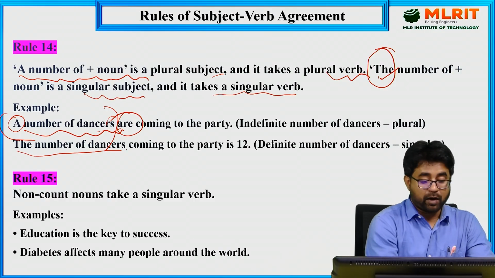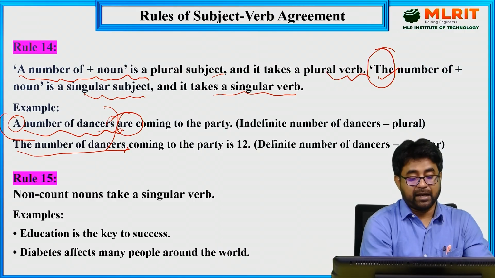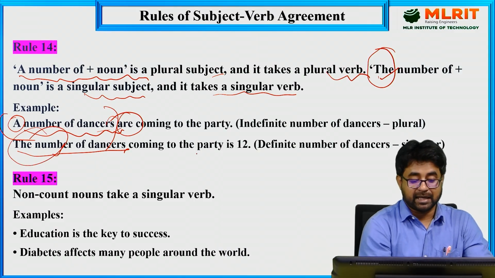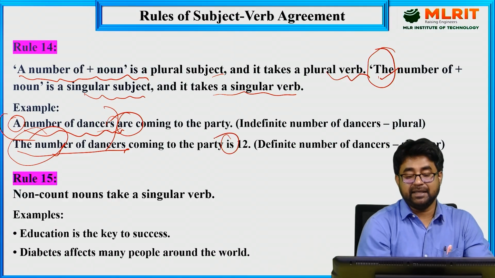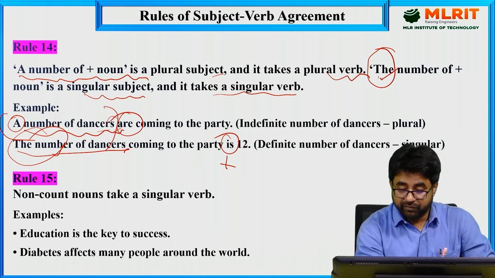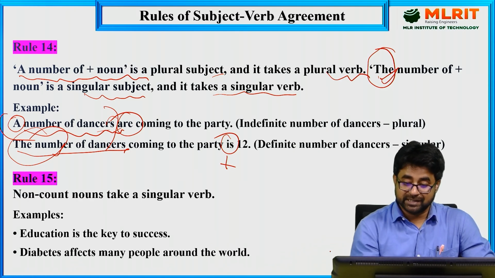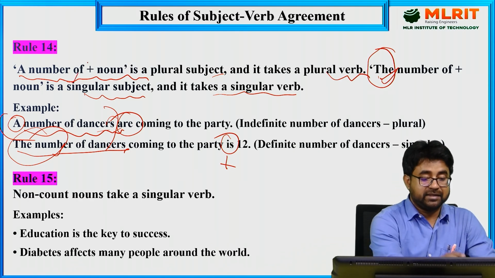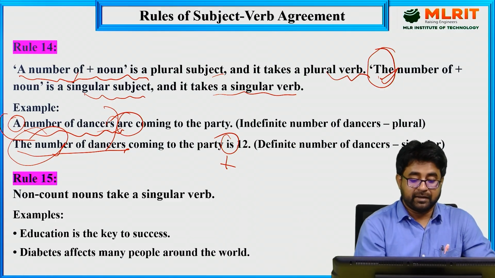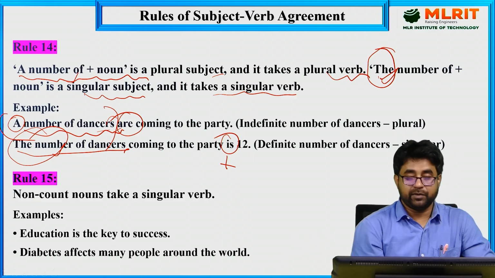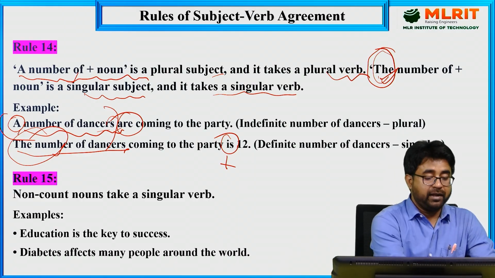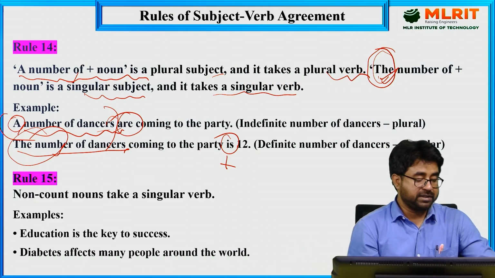So the number of dancers, you can see, I'm talking about the number. It is the subject, the number. It is singular. The number of dancers coming to the party is. So I am using a singular verb here. Please understand, if we are using the definite article with this structure, number of and then a noun, it would be singular in nature. If we are using the indefinite article a, then it would be plural. The subject would be considered plural.